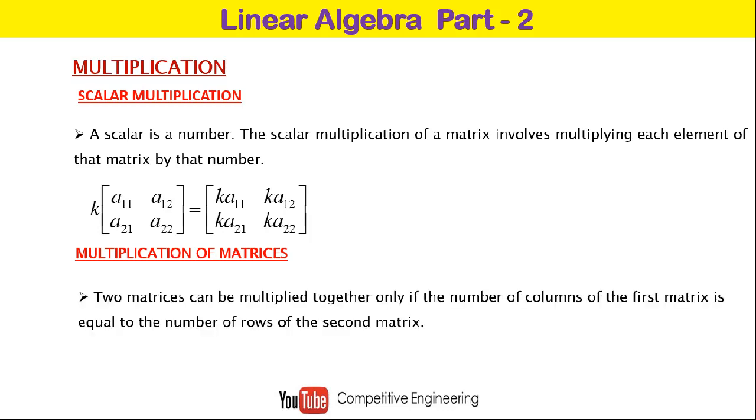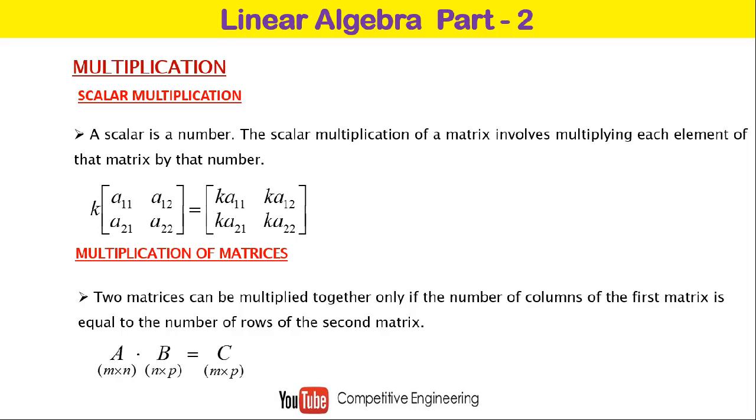Okay, so multiplication of matrices. Two matrices can be multiplied together only if the number of columns in the first matrix is equal to the number of rows in the second matrix. This is a necessary criterion for multiplication of matrices. If the two matrices A and B satisfy this criterion, that is, the number of columns in the first matrix is equal to the number of rows in the second matrix, then only we can multiply those matrices. Otherwise we can't multiply those matrices.